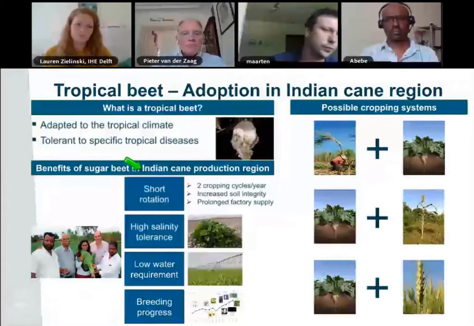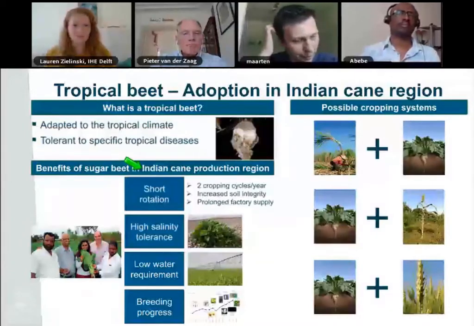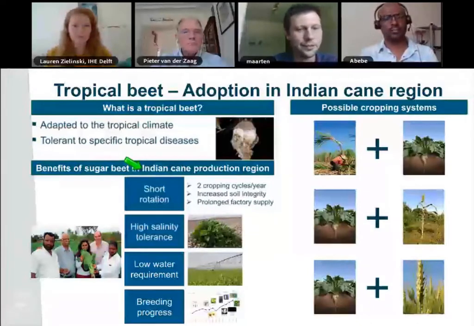And of course, if you move into new regions, you experience new diseases. Sclerotium, as you can see here in the picture, is a nasty example of that. So then we also have to develop and breed for tolerances against these diseases. And only then you have a variety that can sustain profitable growth in the new region.